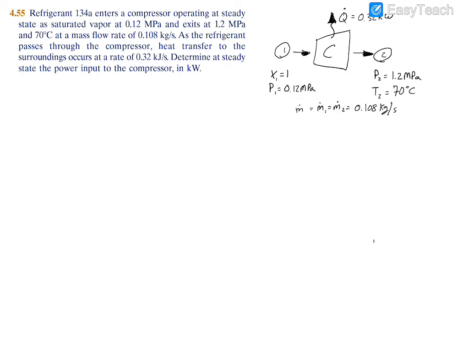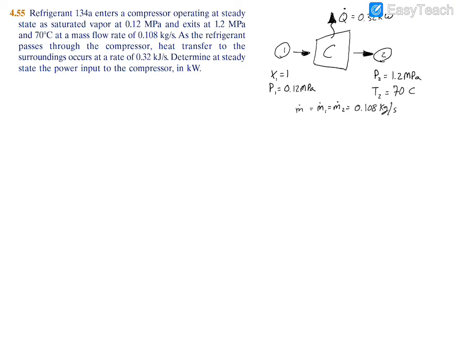And then on the exit here, we have a pressure of 1.2 megapascals. Makes sense, so it's times 10, the compression ratio, or pressure ratio, and the temperature at the exit is 70 degrees Celsius. As well, the heat transfer exits at 0.32 kilowatts. So when you represent this in a number using the sign convention, just remember that it's going to be a negative number as it leaves the system.